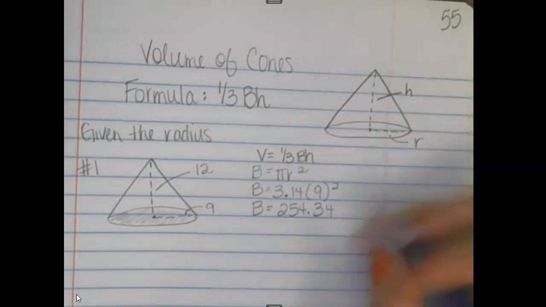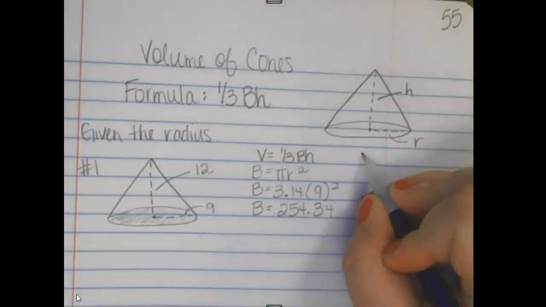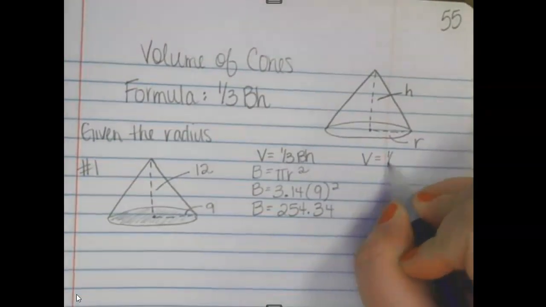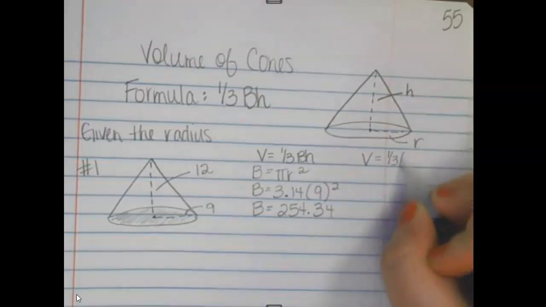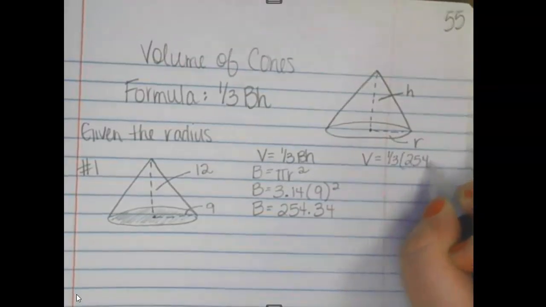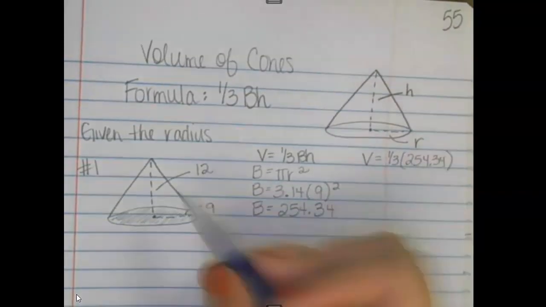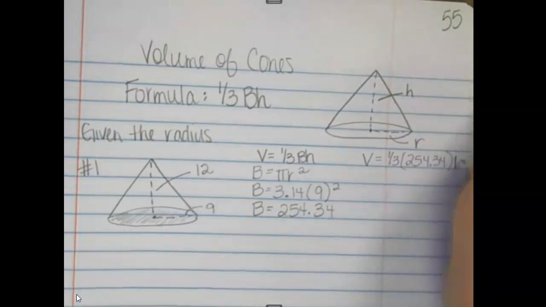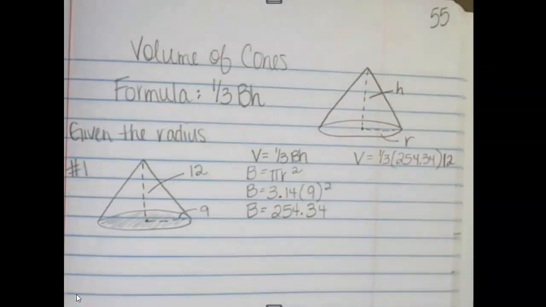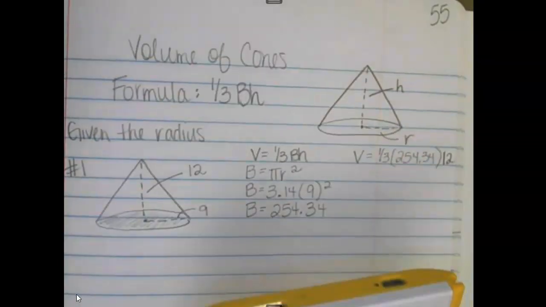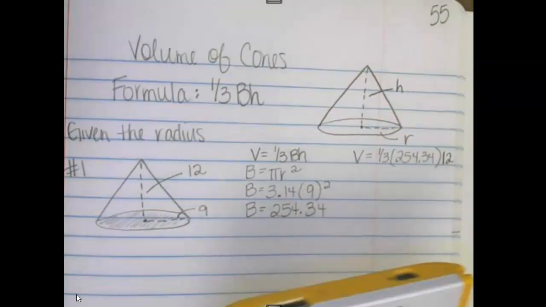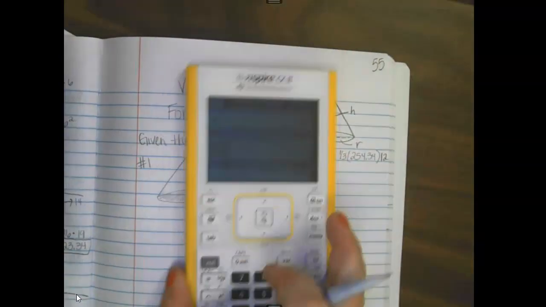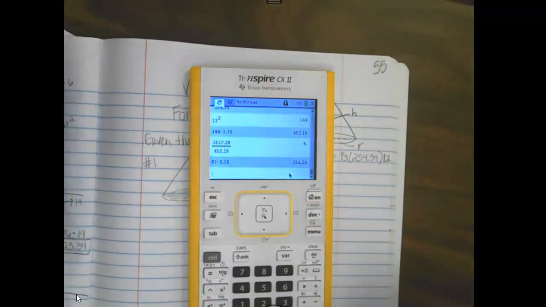Alright, so I'm going to come back over here to my formula, which is volume equals 1/3 big B, which is 254.34, times my height. My height goes right down the middle, is 12. So I'm going to show you on our calculators that we use in school. Some of you have been in class and you've used these calculators before. Some of you have not, and I've had a couple of you who have stayed after school.